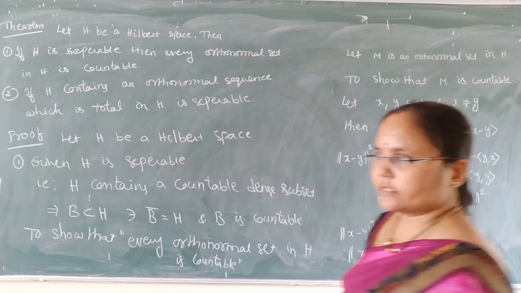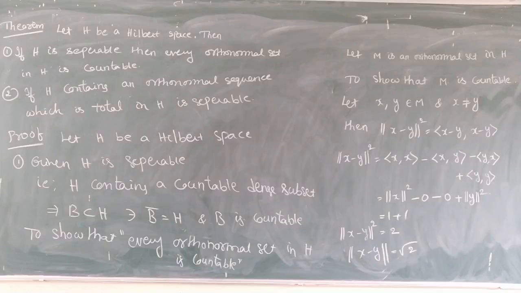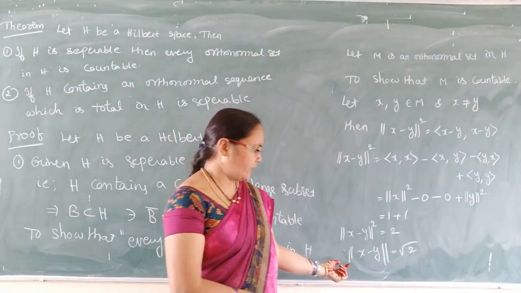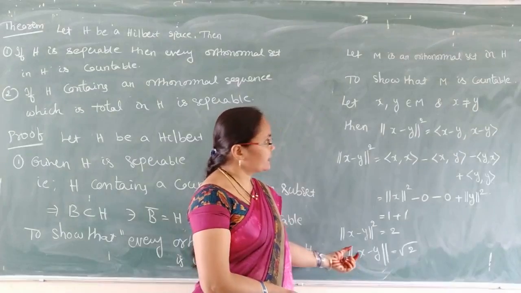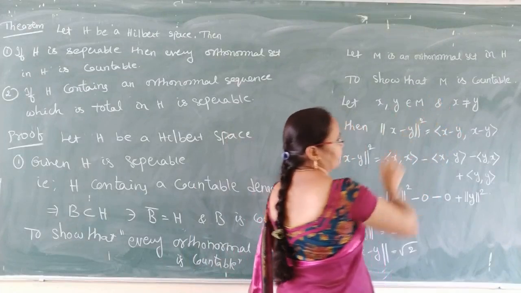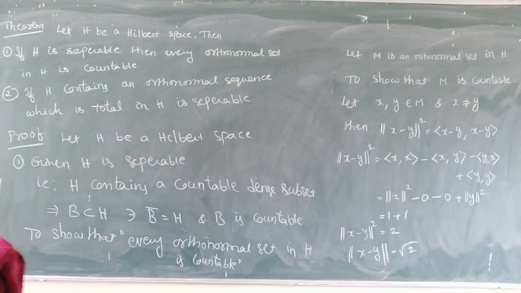So this gives the meaning of, theoretically, the distance between any two distinct elements in M is root 2 units. So this is the symbolic form. Same thing, theoretically we are writing: the distance between any two distinct elements, both not equal, in M is root 2 units. We have to write the same thing theoretically in our next line.